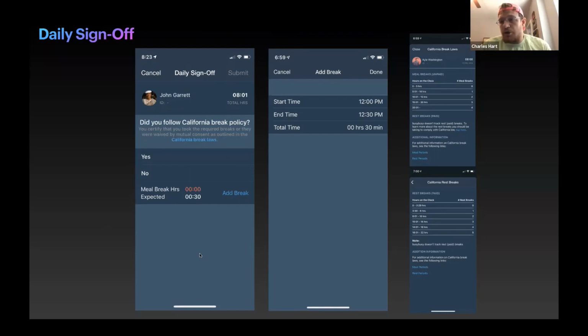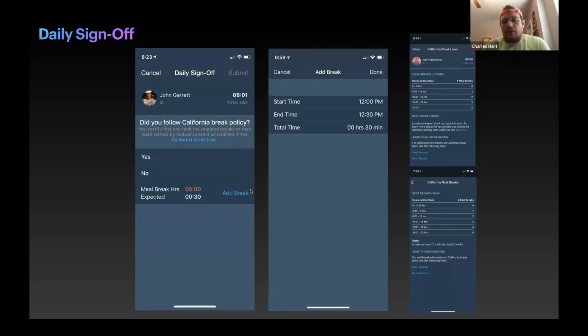Like if you've only worked 5.5 hours and you can waive those, then you could say you followed your break, you followed California break policy and explain that you waived those. And when you say yes or no, you have the chance to leave a comment as far as following the policy or not as the employee.